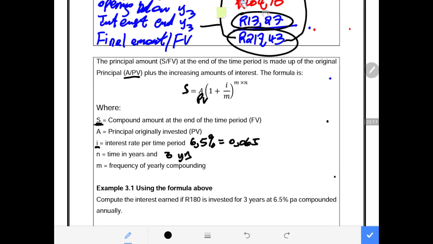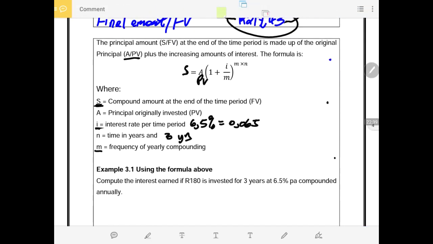Even if you do have a financial calculator, it still becomes very important because it might be useful for shortcut calculations. Then we know that M is the frequency of yearly compounds, and in the scenario which we have, the interest is compounded only once a year, meaning our M will be 1, as I highlighted before.